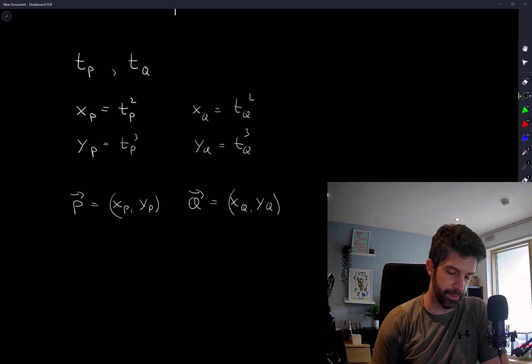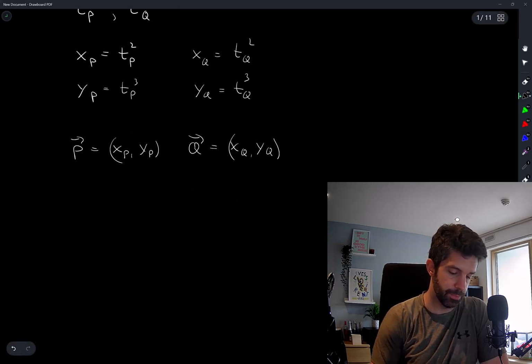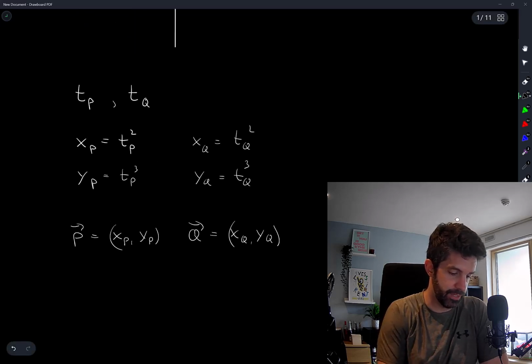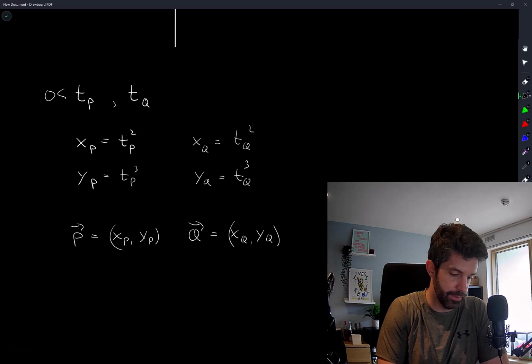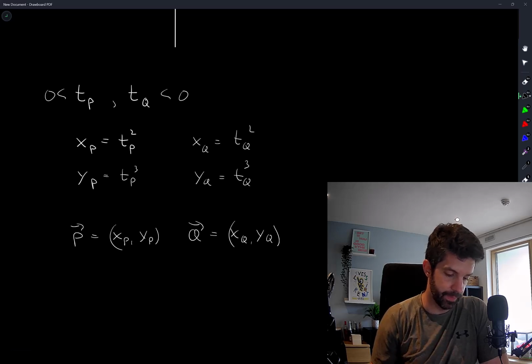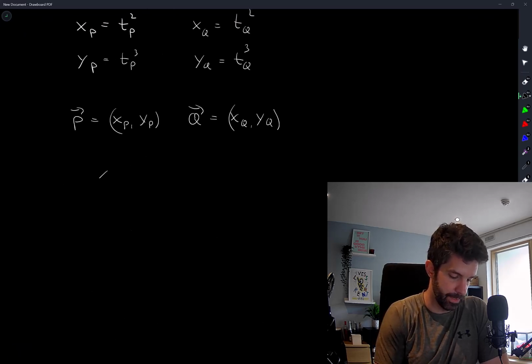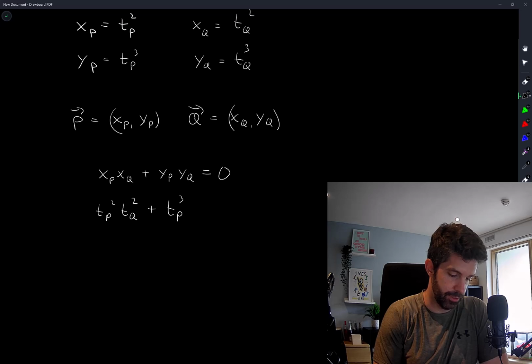And if these form a right angle, then the dot product is 0. So let's suppose we're going to say that tP is greater than 0 and tQ is less than 0. So Q is in the bottom right quadrant. I also have xP xQ plus yP yQ is equal to 0 because of the right angle. So I have tP squared tQ squared plus tP cubed tQ cubed is equal to 0.